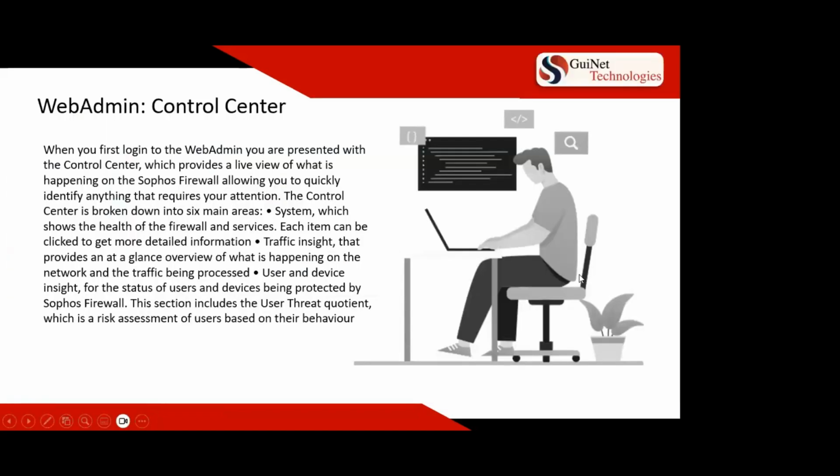When you first log into Sophos Web Admin, you are presented with the control center, which provides a live view of what is happening on the Sophos Firewall, allowing you to quickly identify anything that requires your attention. The control center is broken into six main areas: system, which shows the health of the firewall and services. Each item can be clicked and you can get more detailed information for that. Traffic insight provides an at-a-glance overview of what is happening on the network and the traffic being processed. The user and device insight shows the status of the users and devices being protected by Sophos Firewall. These sections include the user threat quotient, which is the risk assessment for users based on their behavior.